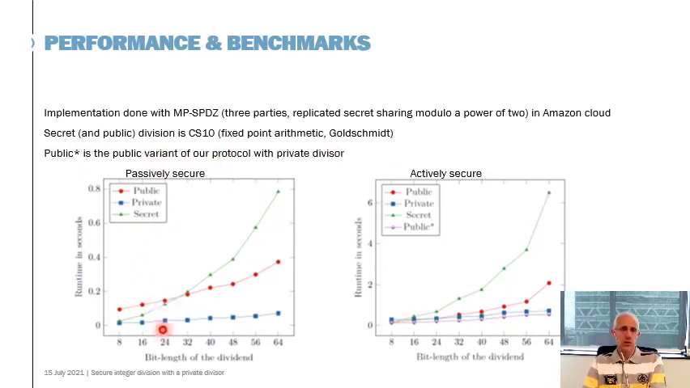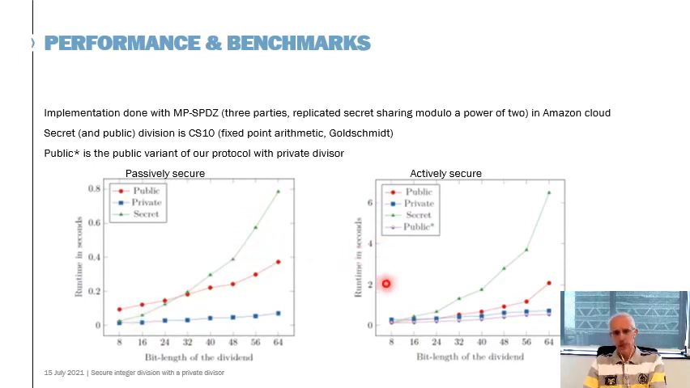These are the results of the passively secure model, where the dividend is twice the length of the divisor. So here you see the blue line is our private divisor protocol. The red line is the public divisor, which should be lower than the blue line, but because of the, say, not efficient choice of MP-SPDZ, it's above the blue line. And the secret divisor, it's the most complex operation. It's this green line, which takes the most time, of course.